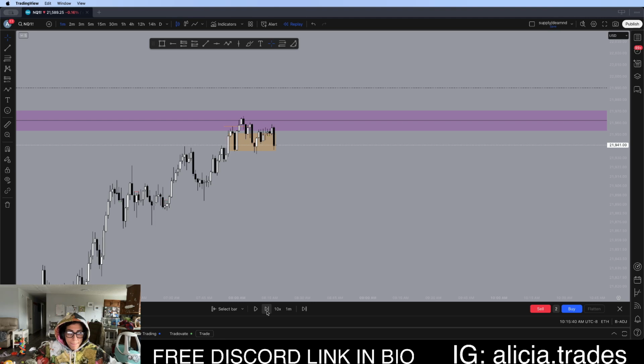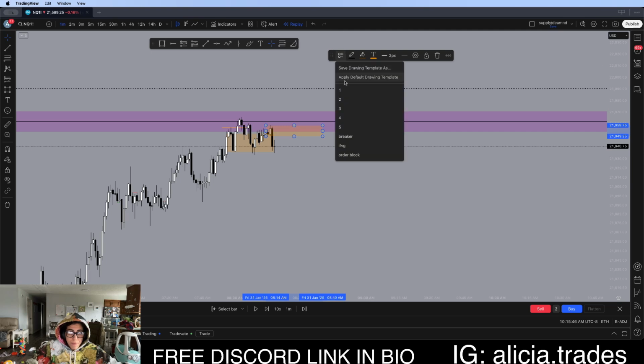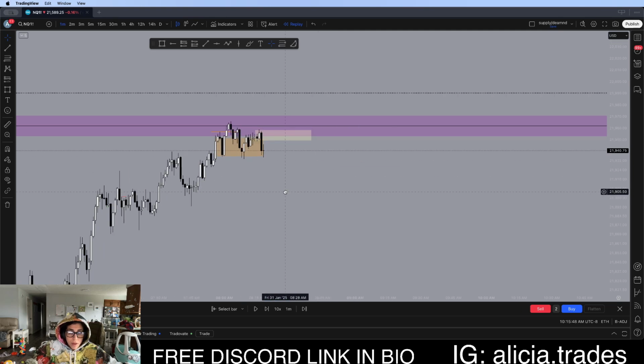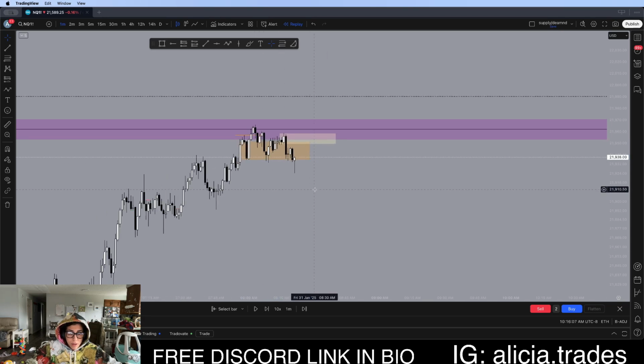All right, boom. Now we have another zone right here. This is an order block though. But we'll see if price, like I said, wants to just come down, retest this breaker block, or it might come up here to this order block and then shoot down. So let's see what price wants to do. All right. Boom. Here's that retest that I was talking about.